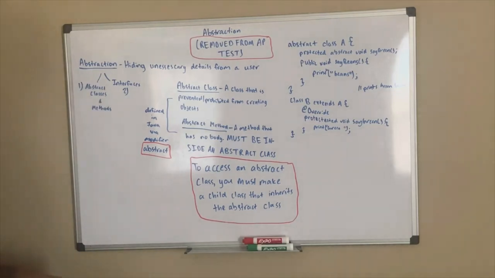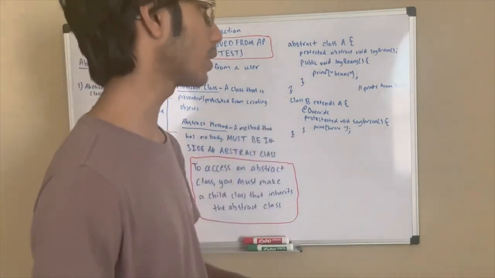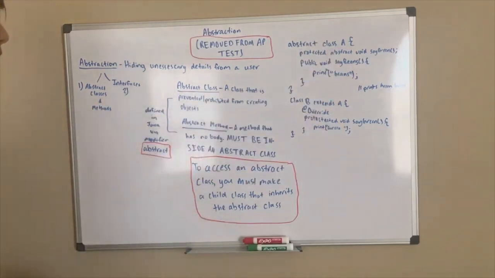An abstract class is a class that is completely prevented or prohibited from creating objects. An abstract class can contain either regular methods or abstract methods. Then finally, we have an abstract method, which is just a method that has no body. And it must be inside an abstract class. Abstract methods must be inside abstract classes, but regular methods can be in either abstract classes or regular classes. Okay, to access an abstract class, you must make a child class that inherits the abstract class. You can see that we made a child class B that inherits our abstract class A. And then we overrode our abstract method that was defined in our abstract class.